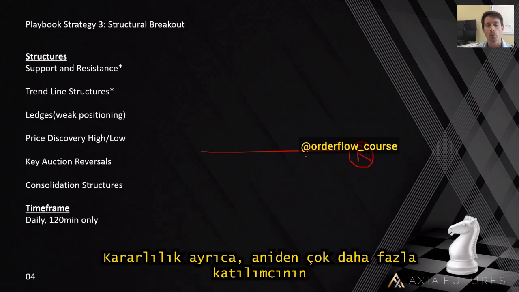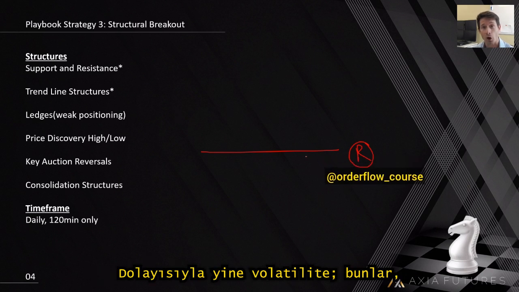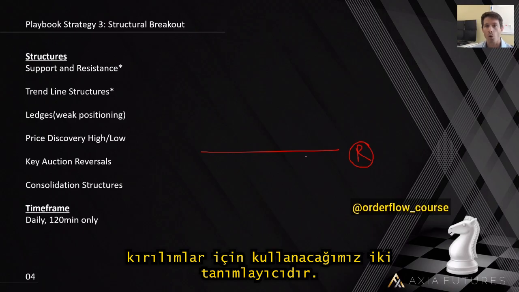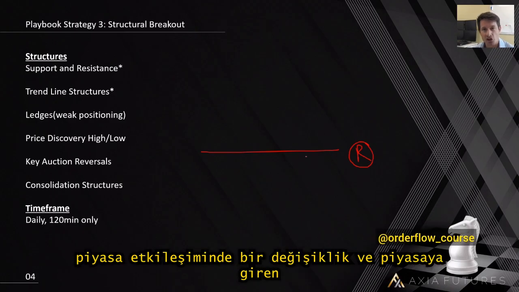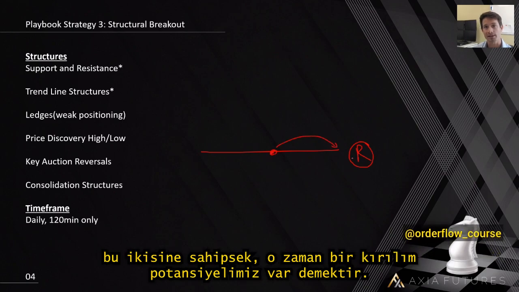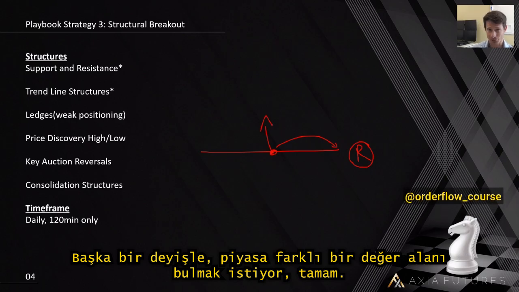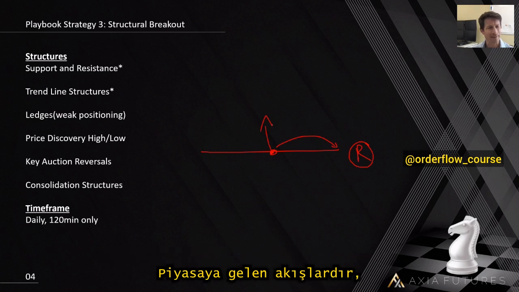Commitment also means a lot more participants suddenly coming and rushing in together at the same time. Therefore, volatility. Those are the two identifiers that we will utilize for breakouts. We always want to see volume and volatility, i.e. a change in the interaction of the market, a lot more participation coming into the market. If we have those two over a trigger price, in this instance called resistance, we then have the potential for a breakout. In other words, the market wants to find a different area of value. That's all breakout trading is.